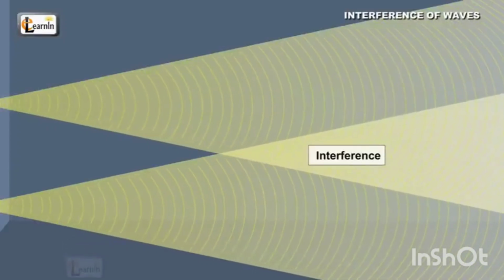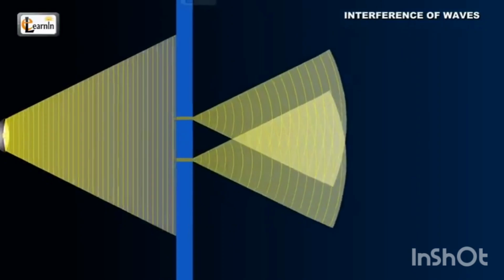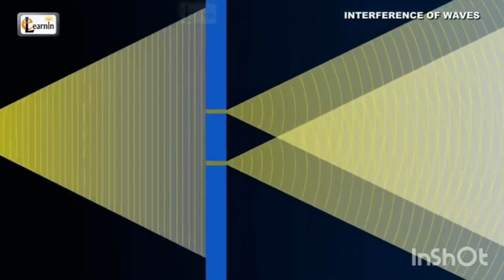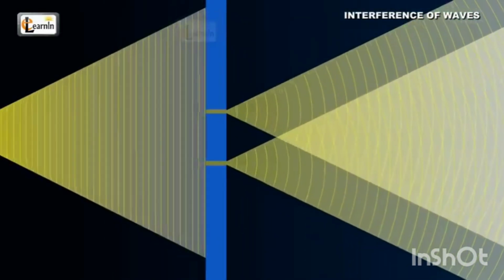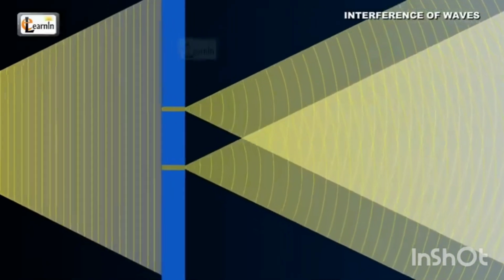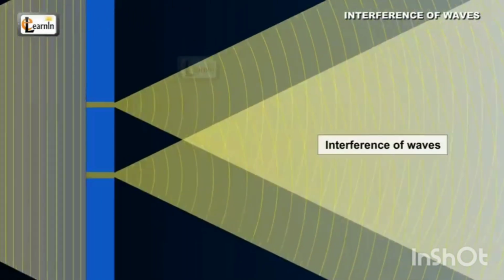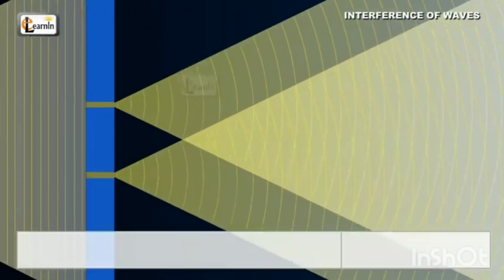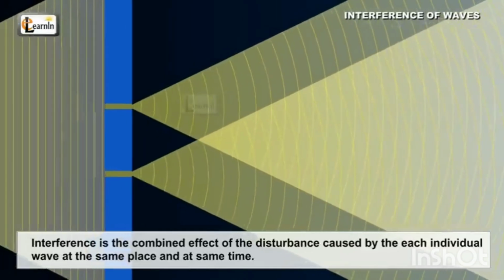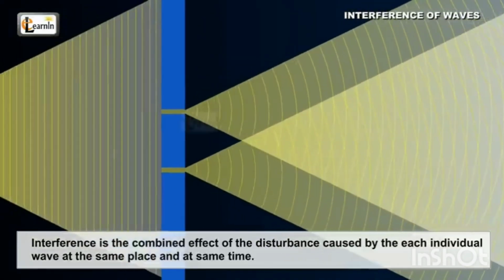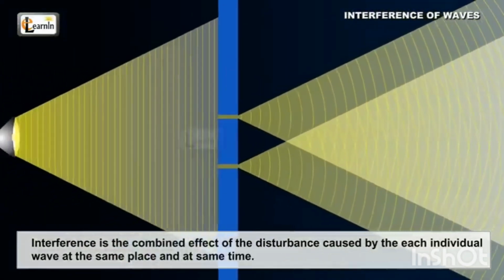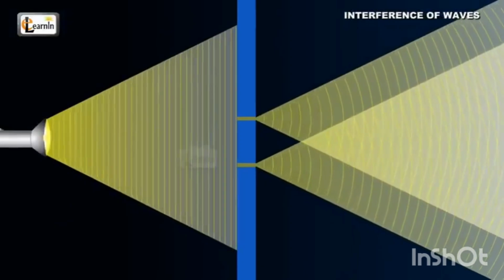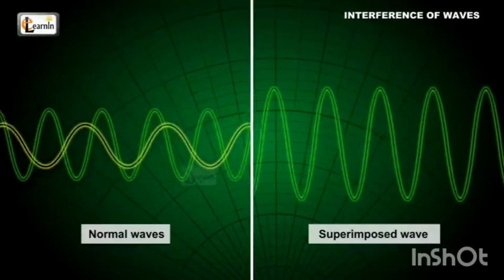Interference is one such physical effect. When two or more waves cross each other in the same medium, they interfere. This is known as the interference of waves. Interference is the combined effect of the disturbance caused by each individual wave at the same place at the same time. This effect can be understood from the principle of superposition of waves.